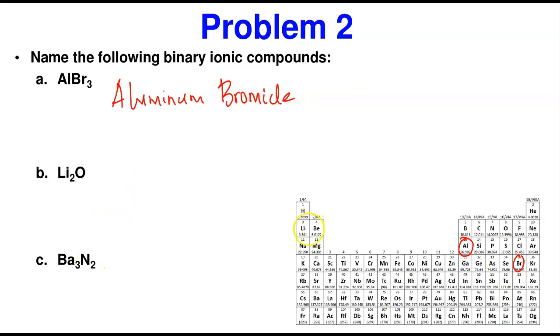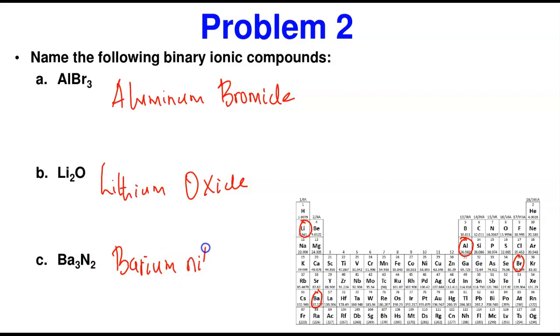Again, lithium. Lithium is in group 1. So this is going to be lithium. Oxygen will be named as oxide. Again, this is barium. Barium is in group 2. If you look at it here, we're going to call it barium. And then again, this is nitrogen. We'll name it as what? Nitride. So that is how we name these ones.